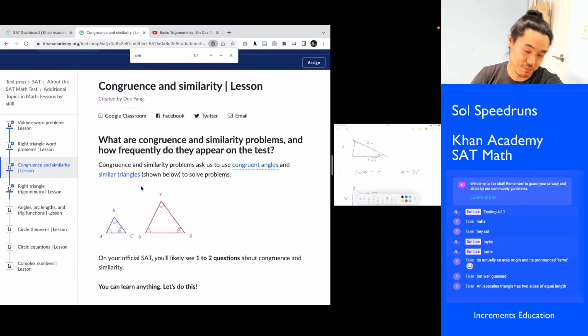Oh, got it. Trigonometry. No problem. I gotcha, fools.